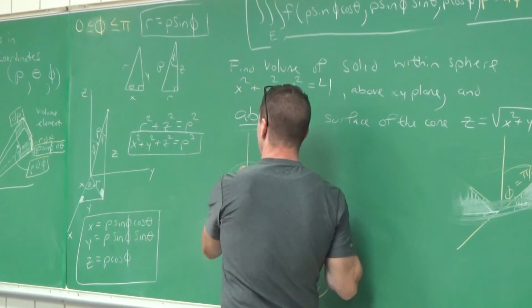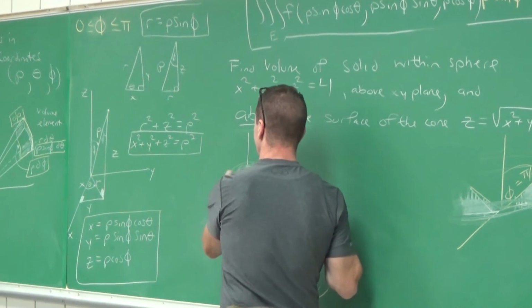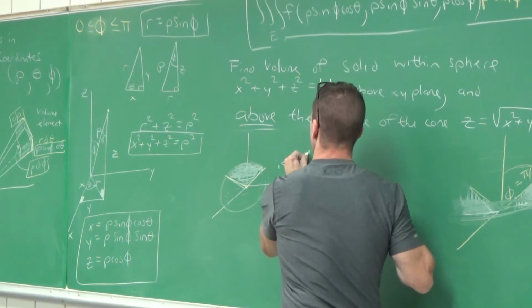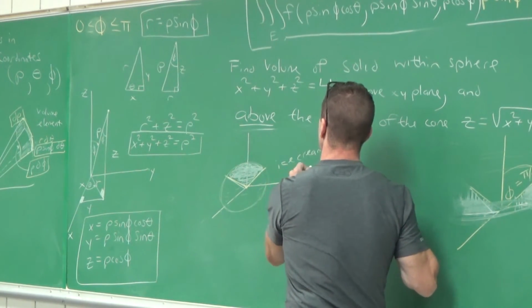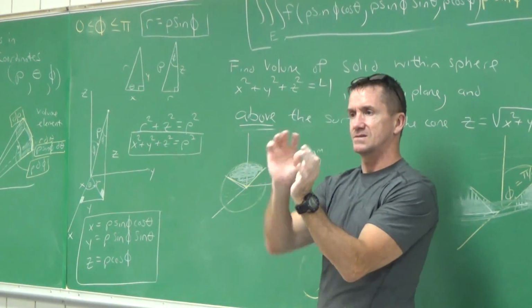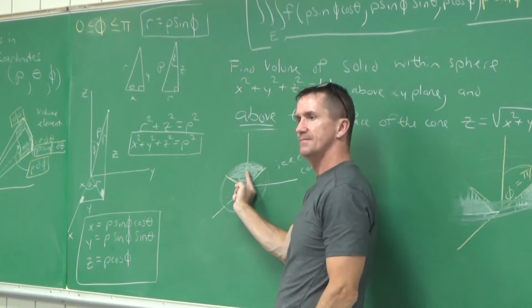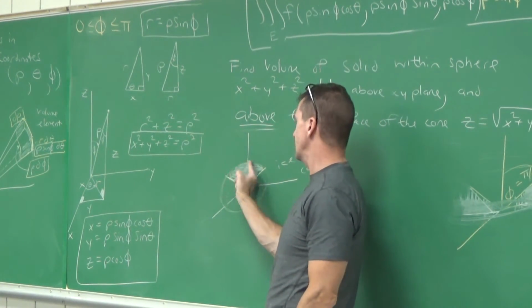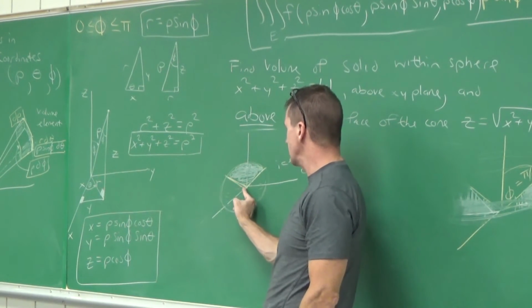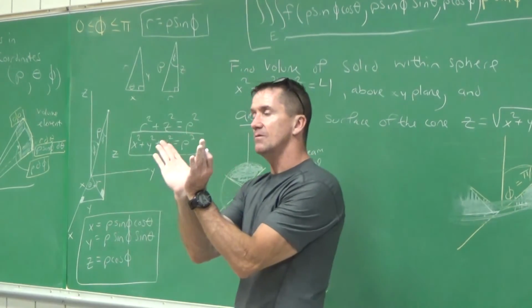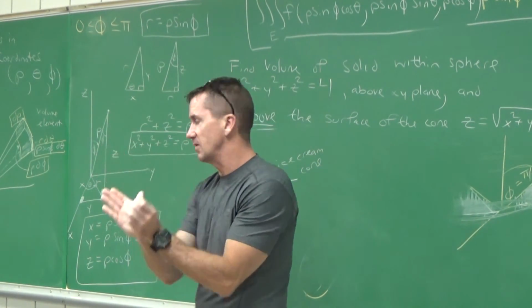Pizza pie. It's like an ice cream cone. Yeah, right, because it's three-dimensional. It's got this thing and it's all the way around, right? It's got that little ice cream on top, because it's within the sphere but above the surface of the cone right there. It looks like a V when I'm drawing it on the board, but it goes all the way around.